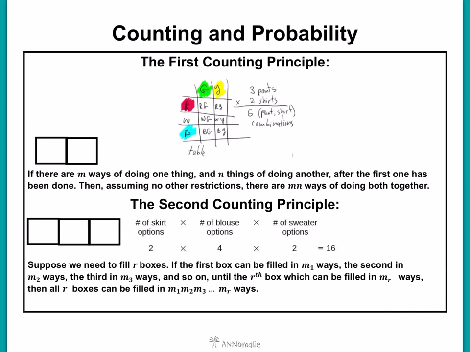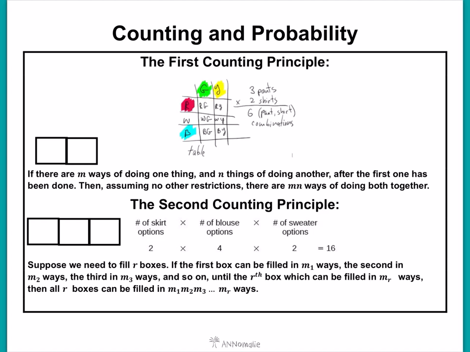So if we have 3 pants and 2 shirts, how many combinations can we make? In other words, how many different outfits can we make? So if we choose red pants, we have got 2 shirts to choose from. So, in other words, for each pair of pants, we have got 2 shirts to choose from. And that makes 6 combinations, 3 multiplied by 2.